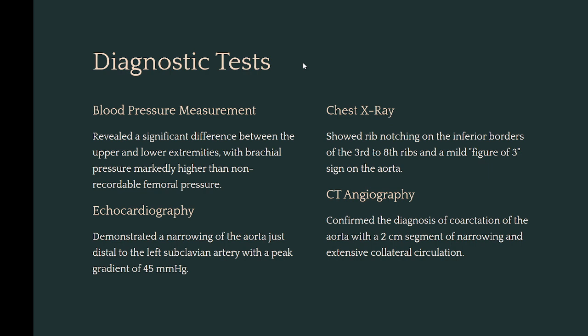Chest X-ray showed rib notching on the inferior borders of the 3rd to 8th ribs and a mild figure of 3 sign on the aorta. CT angiography confirmed the diagnosis of coarctation of the aorta with a 2 centimeter segment of narrowing and extensive collateral circulation.